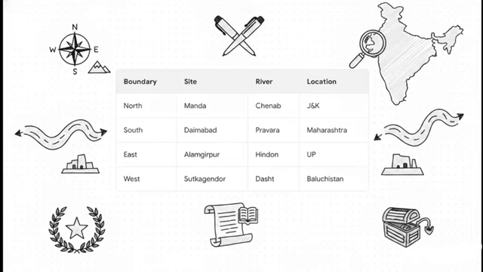Examiners love, and I mean love, to test if you know the specific rivers for these extreme points. The absolute northern edge is Manda on the Chenab River. The south hits Daimabad on the Pravara. Your eastern limit is Alamgirpur in UP on the Hindan River, and the west stretches all the way out to Sutkagendor on the Dasht River in Balochistan.